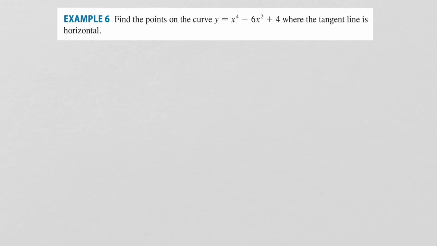In our next example, we want to find the points on the curve y equals x to the fourth minus 6x squared plus 4, where the tangent line is horizontal. So let's remember that a horizontal line has a slope that is 0. So when you're looking for a horizontal tangent line, we need to find the x values where the derivative, in this case we'll say dy/dx, is equal to 0.